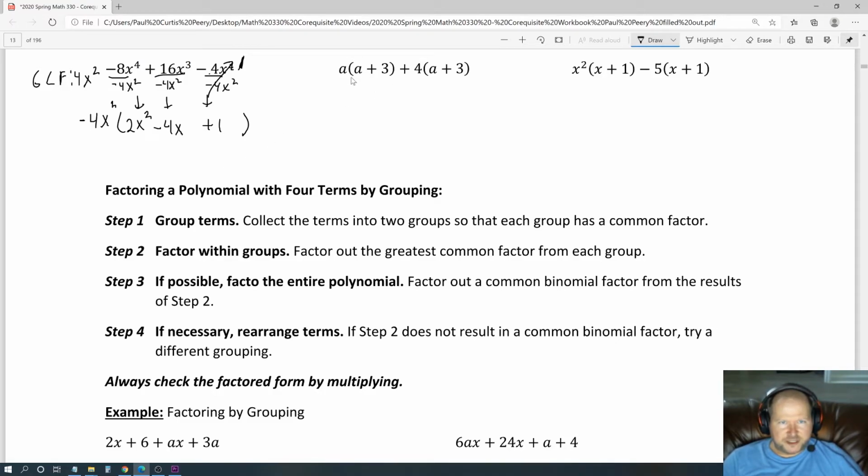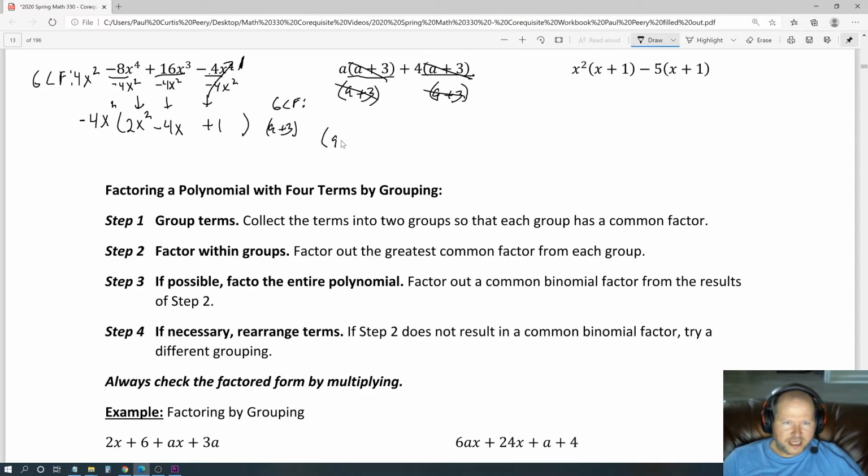Now this looks a little bit different in that we have these parentheses here. But the greatest common factor of both of these is literally going to be the parentheses. So the GCF, in this case, is going to be a plus 3. Okay, so we simply divide both of these by a plus 3. And again, you don't normally write this out. Those are going to cancel out.